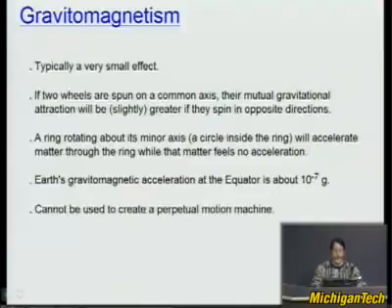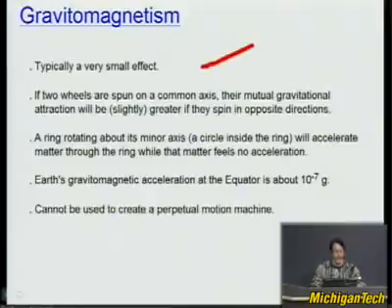This is typically a very small effect, whereas we use electricity to run appliances and things like that, and the electric force is much stronger per unit that we know of than gravitational force. So the magnetic force is much stronger than the gravitomagnetic force. So it's actually a very small effect.